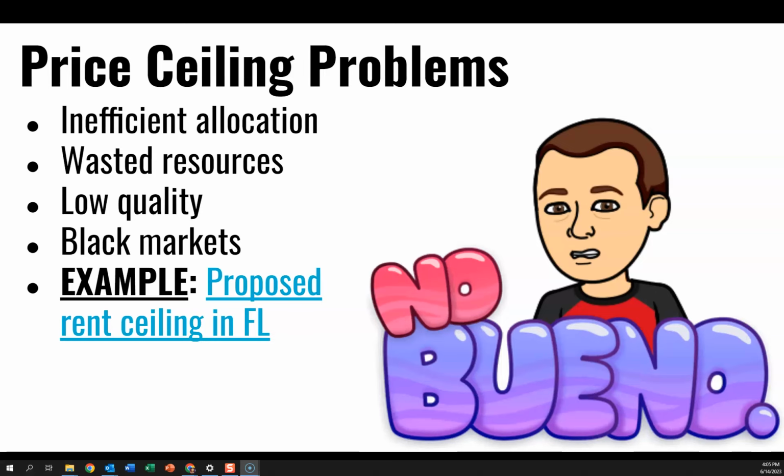There's also an incentive for black markets to appear, for people to offer products at a higher price than the government has set, but off the books. And so this sort of black market activity creates its own set of legal entanglements and problems.